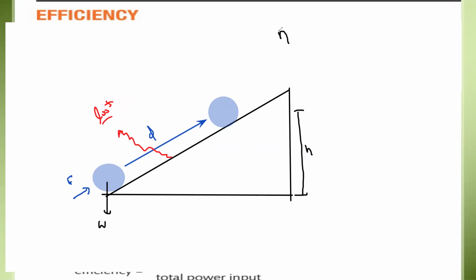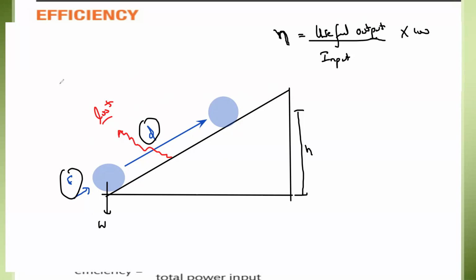I want to calculate the efficiency of this process. The formula for efficiency is the useful energy, power or work output divided by the total input, multiplied by 100. What is the useful? For example, the work done by this force will be force times distance. And say this object has a mass m, weight w. When it reaches a height, it will have a gravitational potential energy mgh.